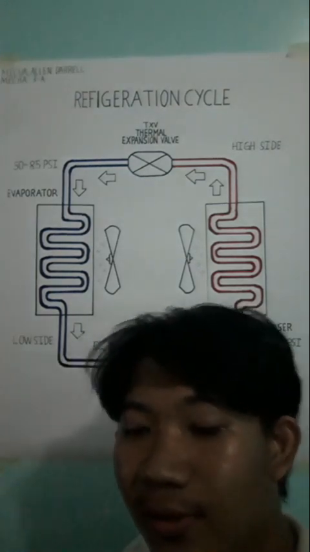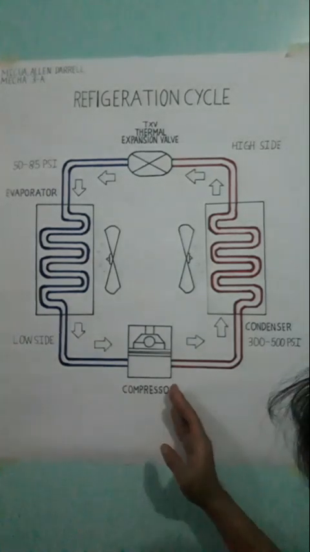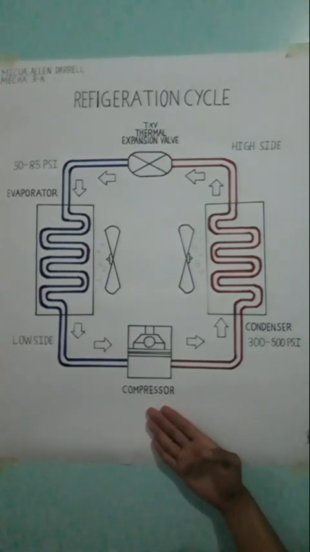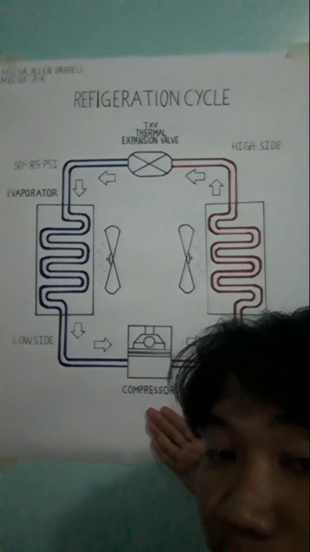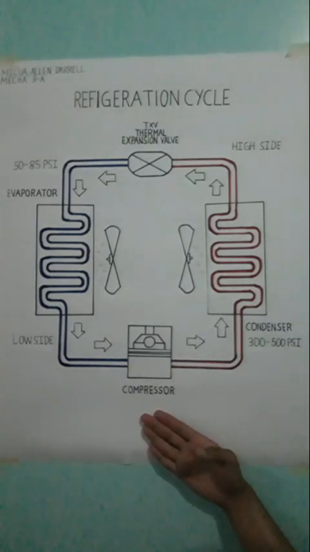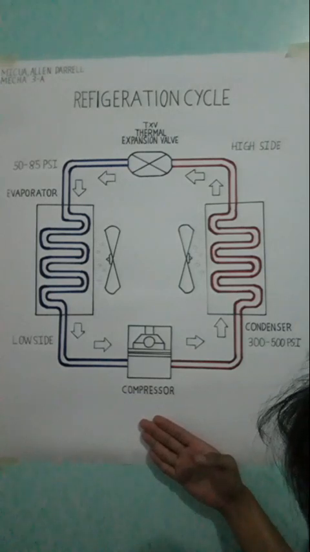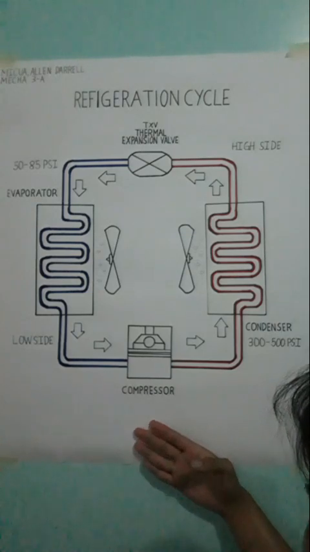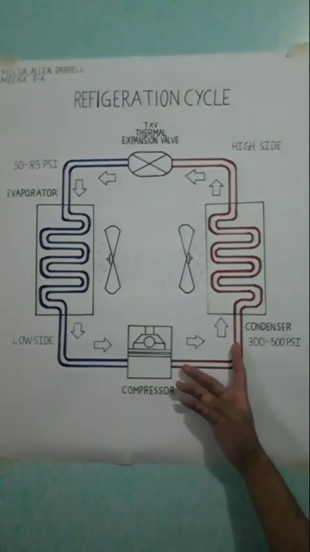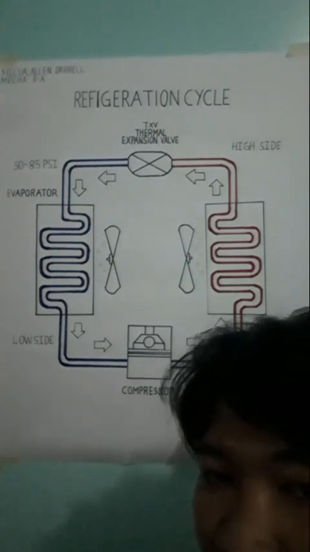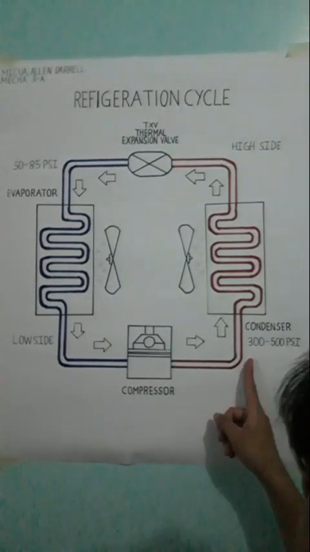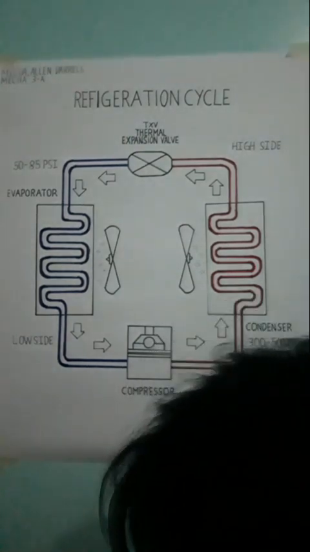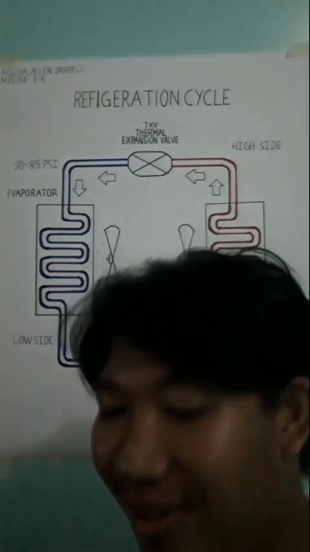First, let's start with the compressor. The compressor is like the heart of the system. It beats, as it compresses the refrigerant gas, raising its temperature and pressure from 300 to 500 psi, or pounds per square inch. That's quite a lot.